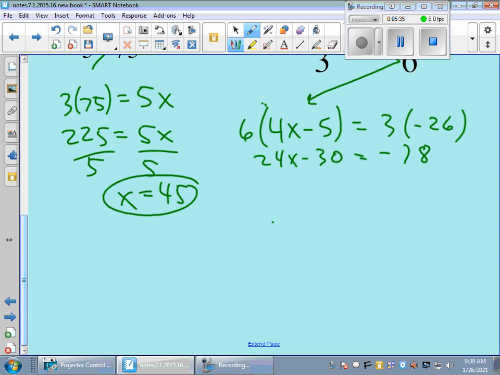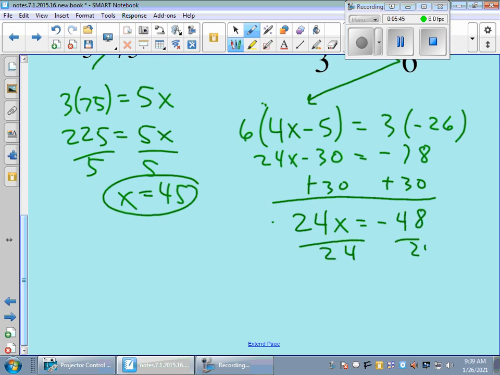What we're doing from here then, you add the 30 over. So we have 24x equals negative 48. Divide by 24, and we find that x is negative 2. And I think it asks for x, if I'm not mistaken. X is negative 2. Good to go.